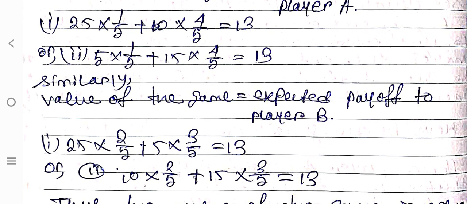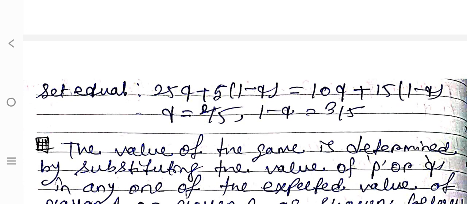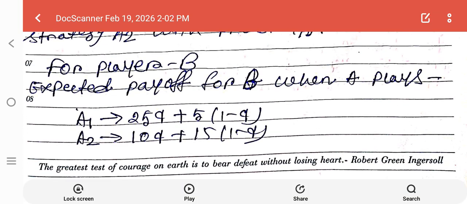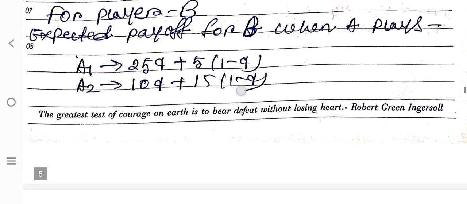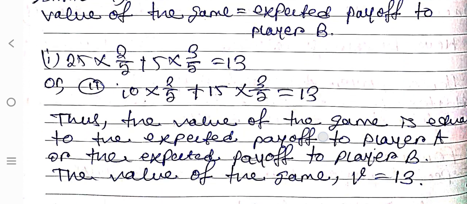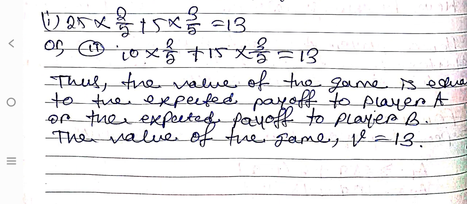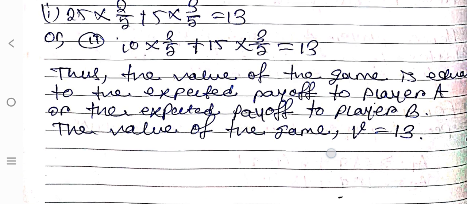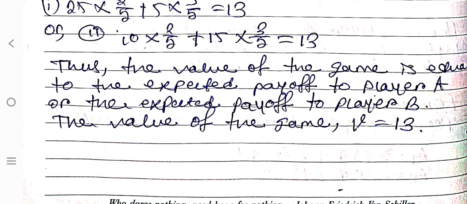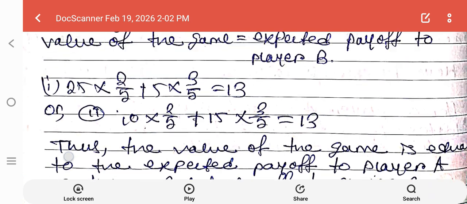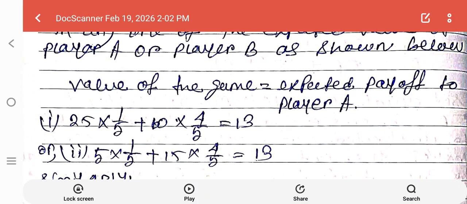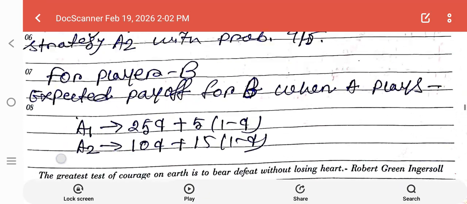Similarly, the value of the game equals the expected payoff to player B. Just put in the values of q and 1 minus q in the respective strategies, and the result is 13 and 13 also. Thus the value of the game is equal to the expected payoff to player A or to player B, so the value of the game is 13. Okay, so this is a simple example of a mixed strategy game.